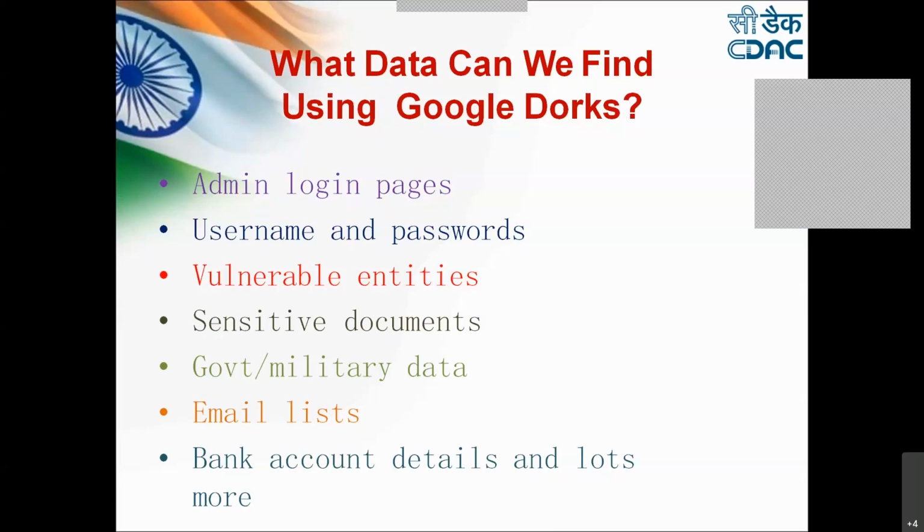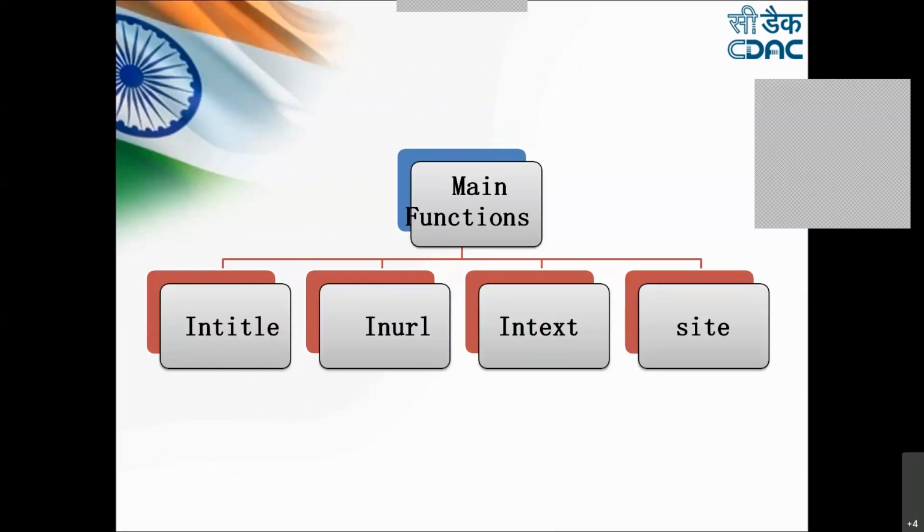Now, as Google Dorking is using advanced operators, what all advanced operators or functions is it using? There is a huge list of those operators. It's very difficult to discuss all, but I'm going to give you the URL from where you can learn more about it if you're interested. So there are majorly these four main functions: intitle, inurl, intext, and site.